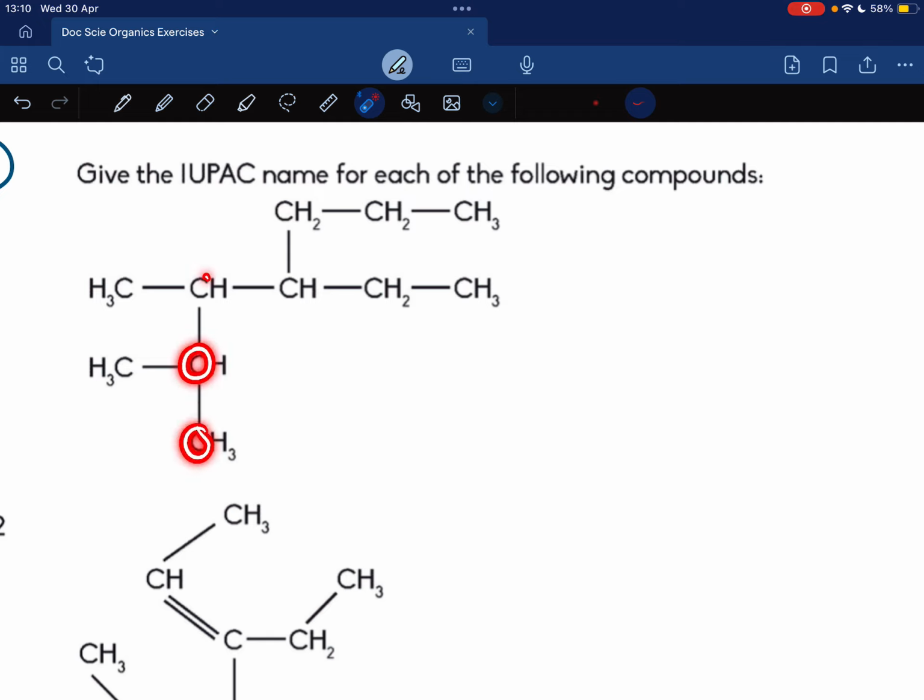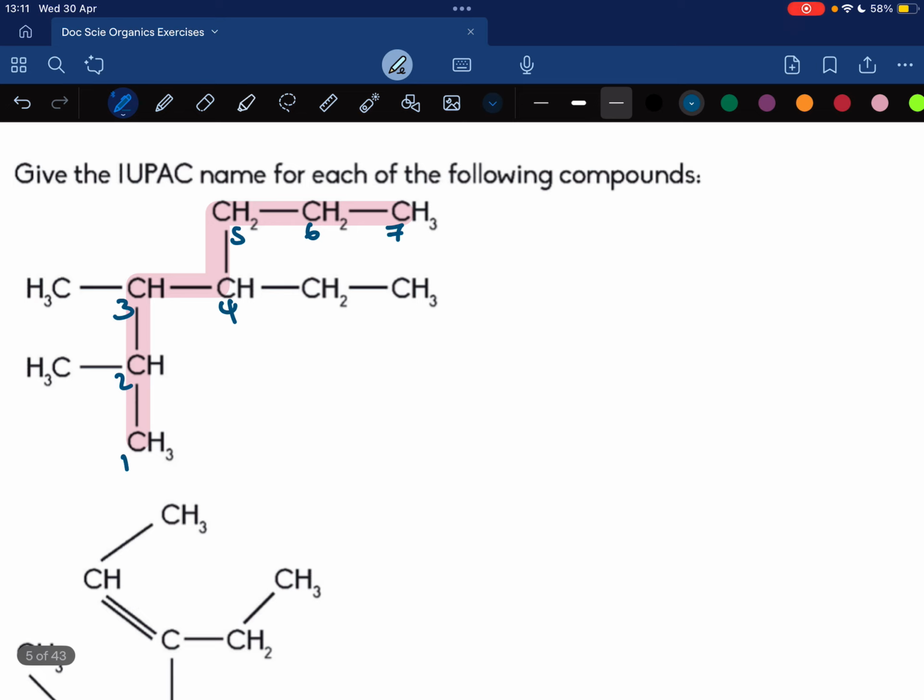So it's 1, 2, 3, 4, 5, 6, or 1, 2, 3, 4, 5, 6, 7. Okay, so we can clearly see that the longest carbon chain is going to be 7. So we go 1, 2, 3, 4, 5, 6, 7. Okay, so now we need to number closest so that we have the smallest numbers. Now if we number from this way, we're going to have 1, 2, 3, 4, 5, and 6. So we don't want 4, 5, and 6 if we can do 2, 3, and 4. So we're going to number from here 1, 2, 3, 4, 5, 6, 7.